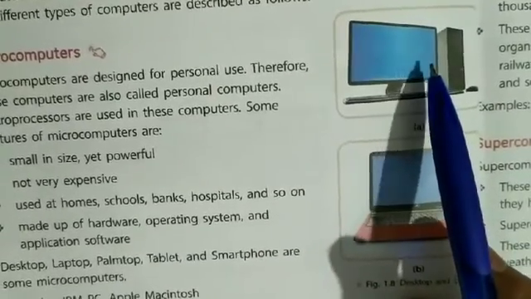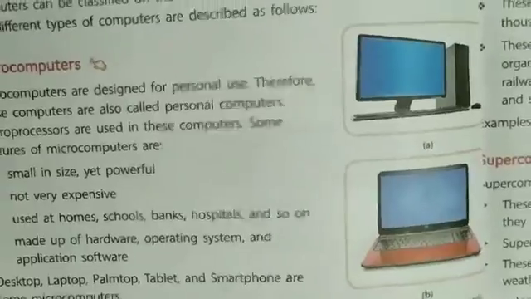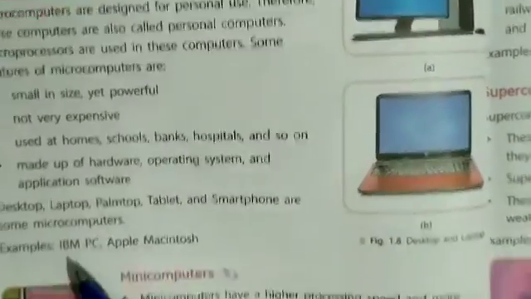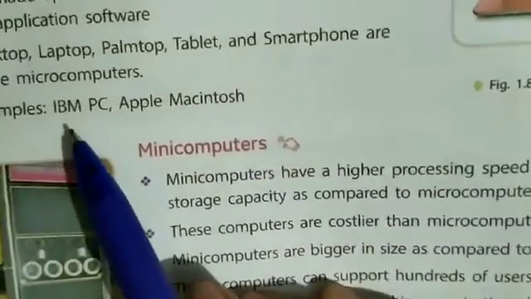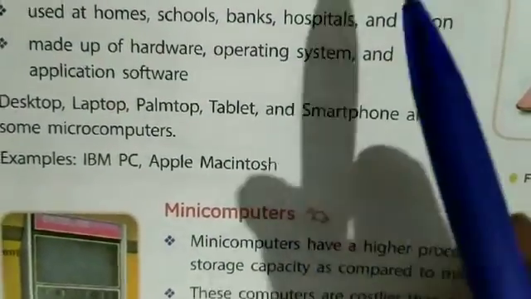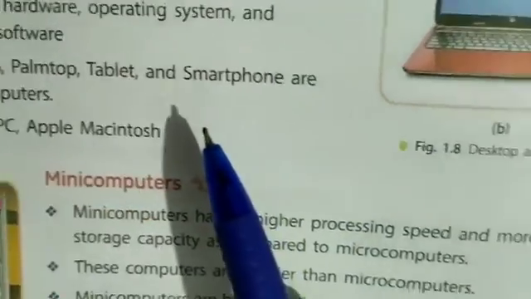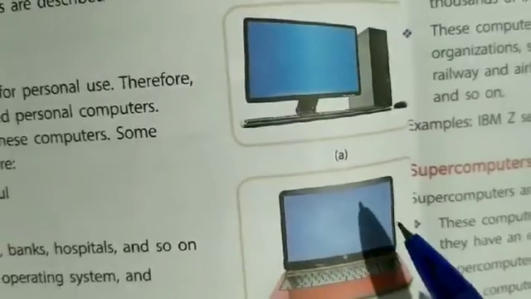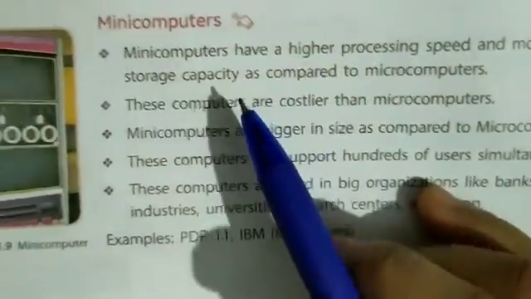So desktop, laptop, palm top, tablet, smartphone, these are all microcomputers. Examples of microcomputer are IBM PC, Apple Macintosh. These are the examples of microcomputer, and these are the pictures of microcomputers which we use in our home. Now after that, mini computer.